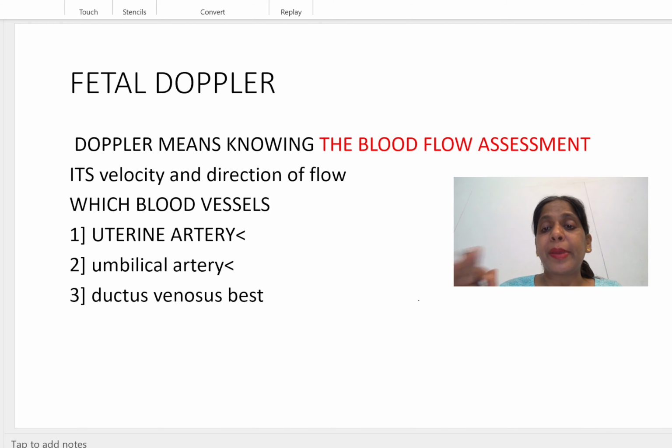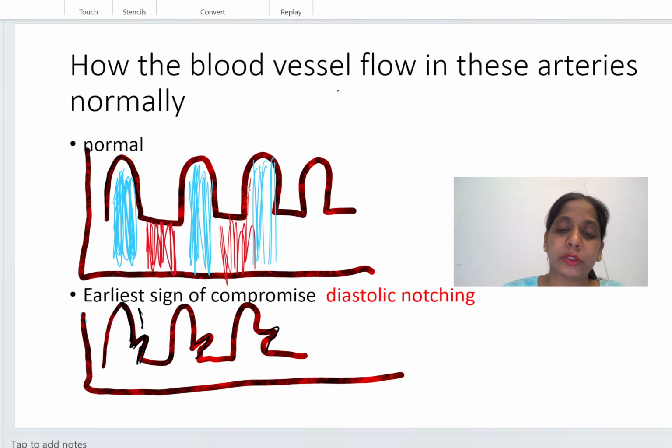Right? So the best is ductus venosus, and the second number is umbilical artery, and the last number is the uterine artery. And of course all these three are important. It's better to know about all this flow. So let's study first of all what is the normal blood flow in these arteries.